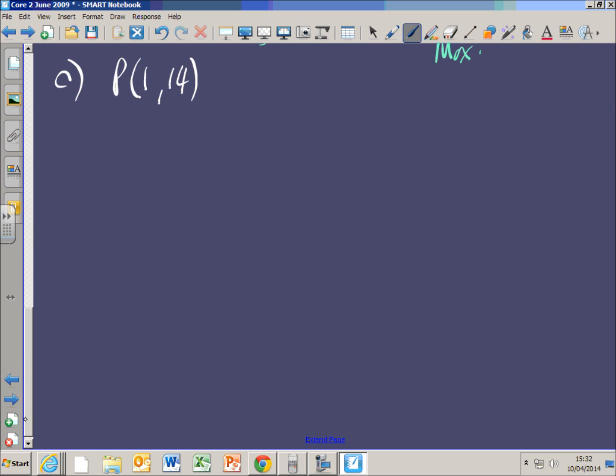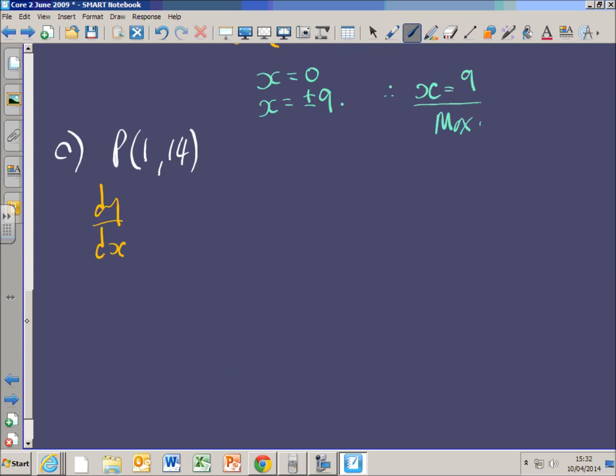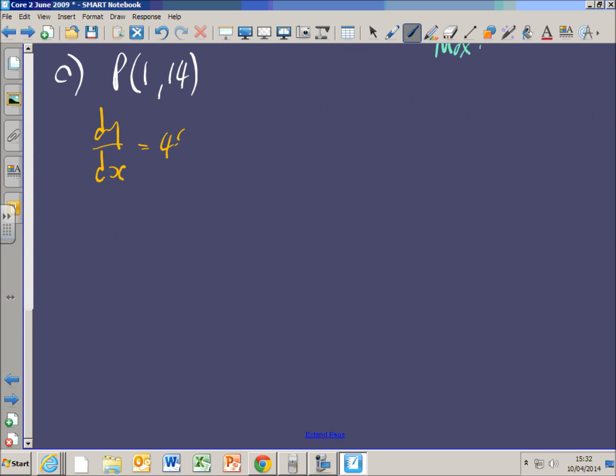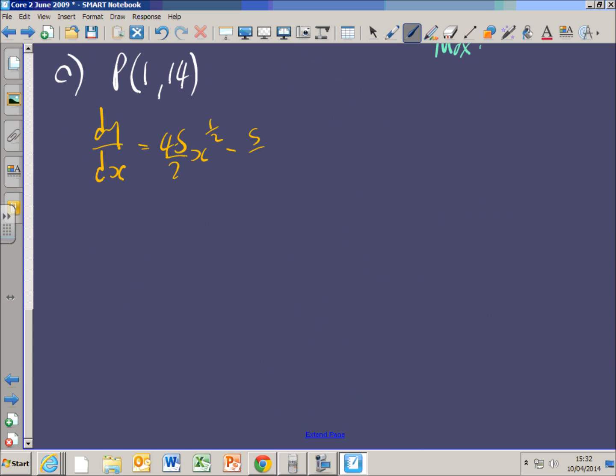But how do I find the gradient? I've got an expression for the gradient. I've got that dy dx equals, what did we get? dy dx equals 45 over 2 x to the half minus 5 over 2 x to the 3 over 2. Yeah. If you sub in this value here, it's going to give you the gradient at that point. Okay. So we're going to sub in when x equals 1.